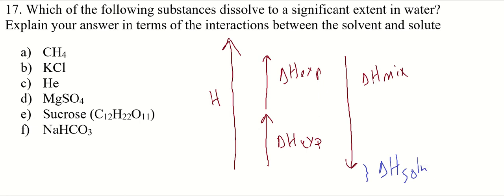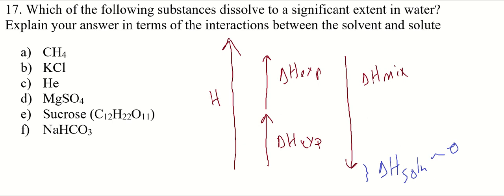If that is too positive, if that's way greater than 0, then the solute and the solvent are likely not to mix. So we want the heat of solution to be negative if possible, but that doesn't always happen. So if it's close to 0, there's another factor called entropy that can make this a spontaneous process.